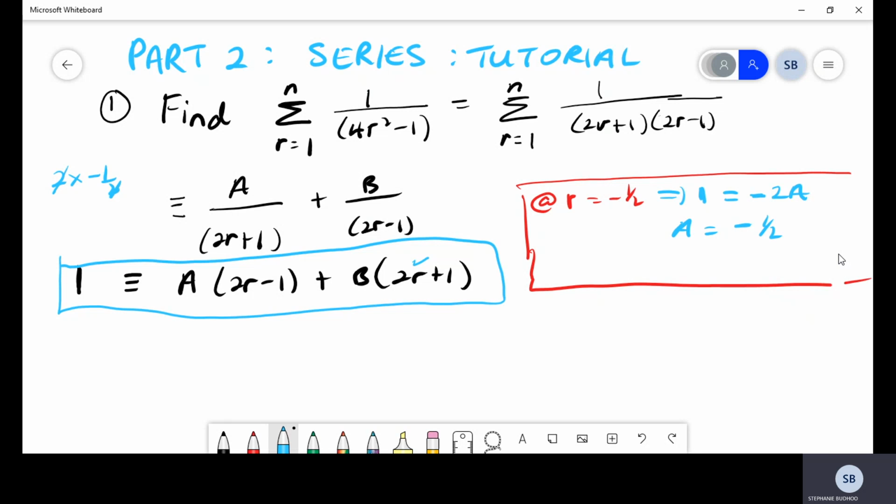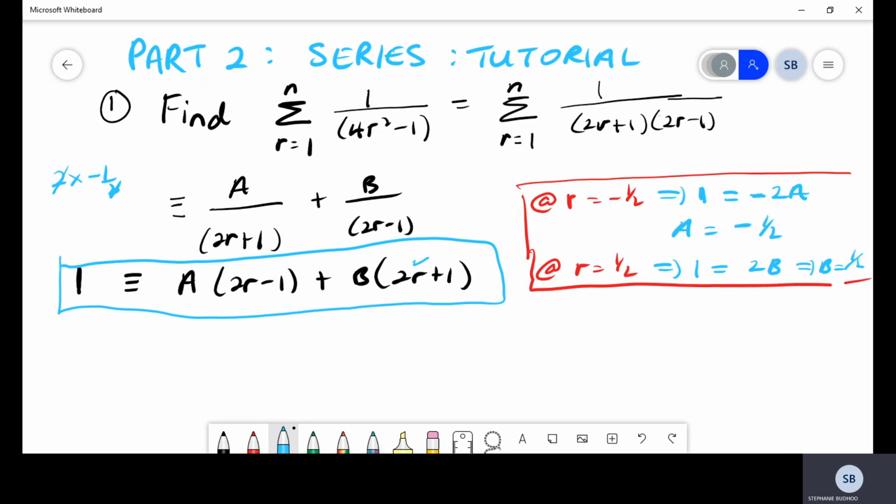Let's see what happens when r is equal to positive 1/2. On the left hand side, we get 1. On the right hand side, the A term goes completely to 0, so you get B times (2 times a half is 1, 1 plus 1 is 2), so 2B. That implies B is simply equal to 1/2. So we have our values there.